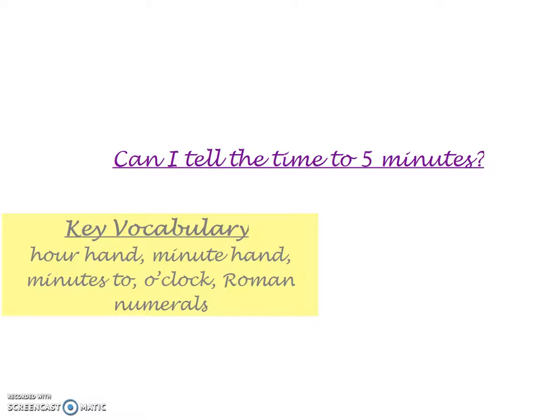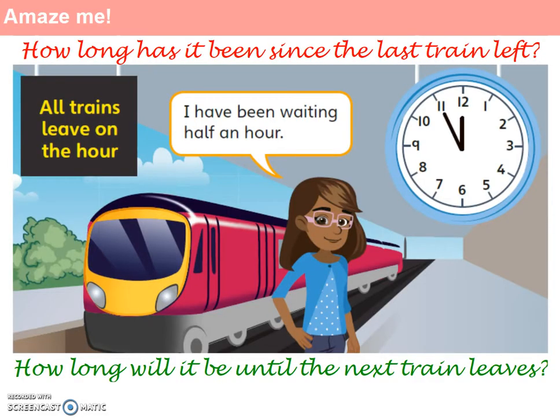In today's session, we're going to continue our work looking at analog clocks and telling the time. And we're going to be looking at being able to tell the time to 5 minutes. Opening up our textbook, we can see that our opening questions all relate to our train times. And we're asked for question 1A.